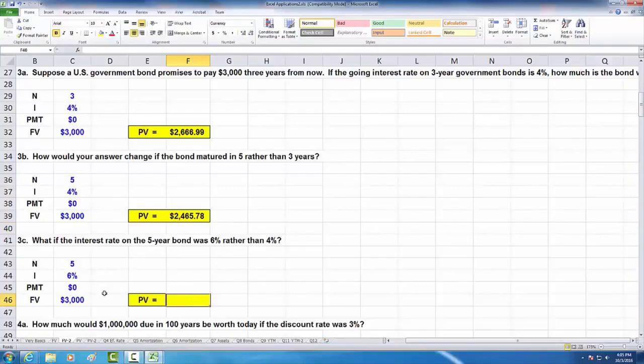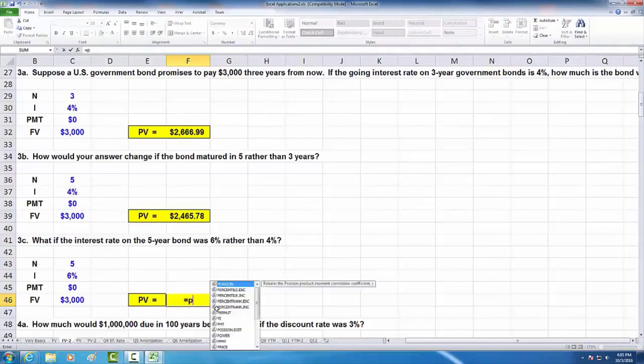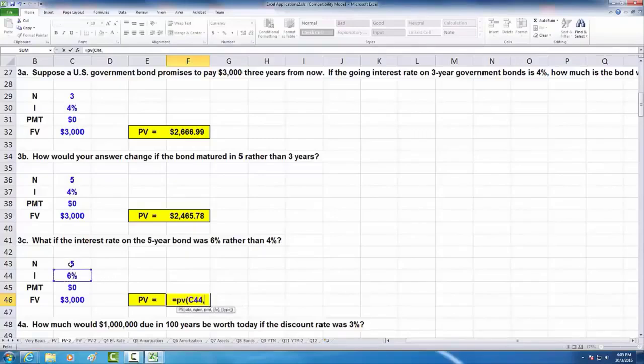So again, the same exercise. Use equal sign. This time we change the interest rate from 4% to 6%. Okay. So present value, rate is 6%. Number of periods is 5. We make no payments in between, which is 0. And then minus future value. Here's the answer.